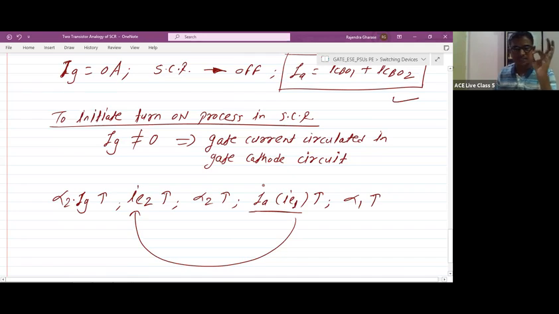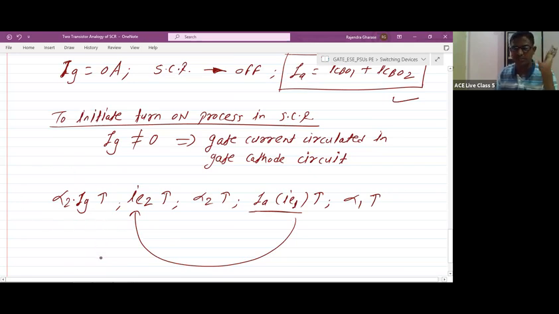Let me repeat this. This is very important. To initiate the turn on process in SCR, we have started circulating the non-zero gate current into the gate cathode circuit. So IG is non-zero. IG non-zero, so the alpha 2 into IG term will become non-zero.